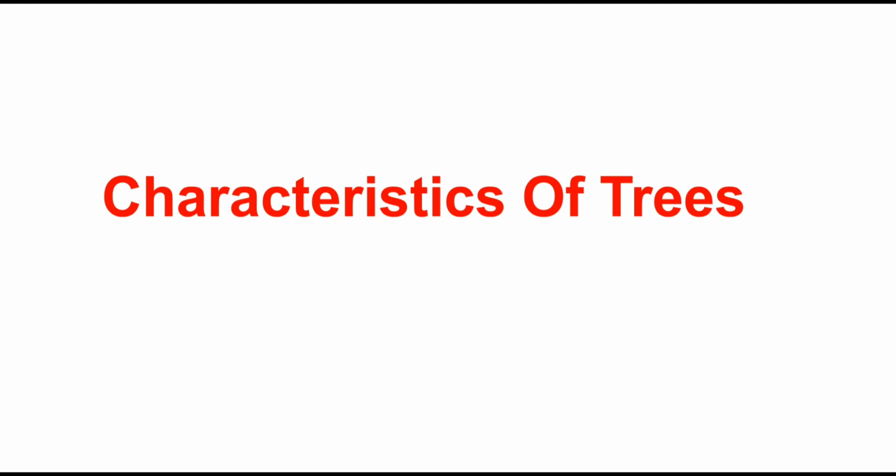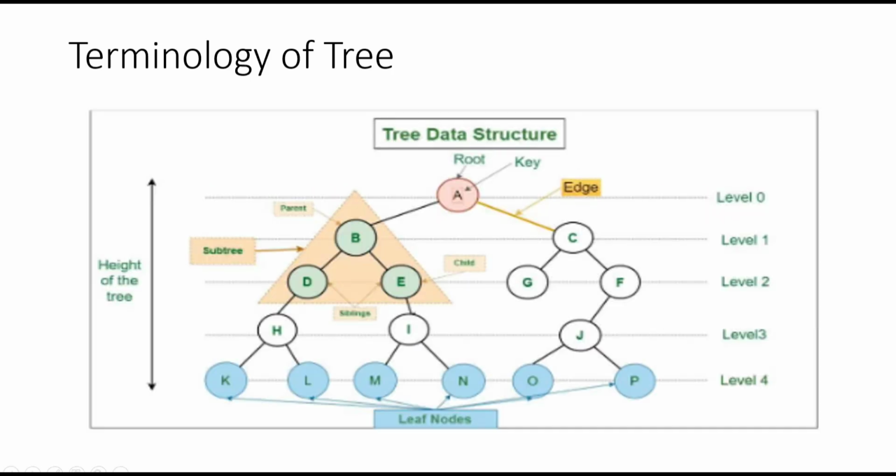Next one is levels. What are levels? Levels refer to the depth of nodes within the tree. These are level 0, level 1, level 2, level 3, level 4. This is the root node, right? A is the root node, at root level 0. The nodes that are direct children of the root node are at level 1. So, this is all about levels.